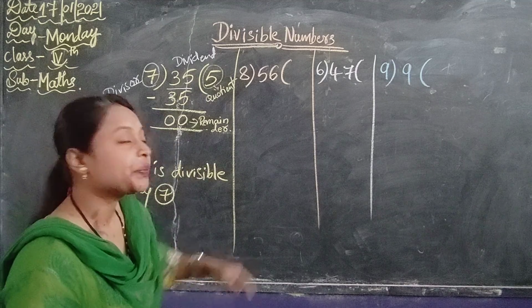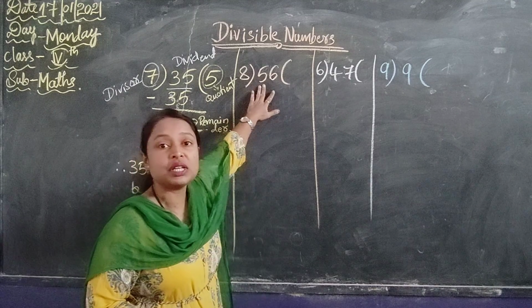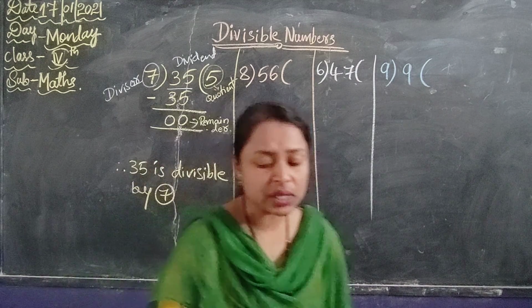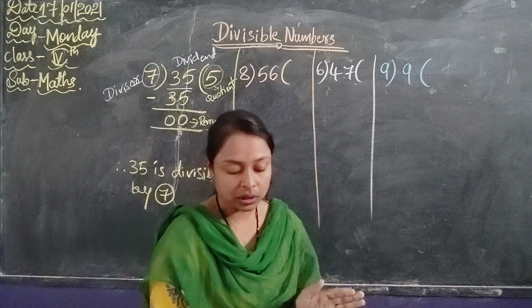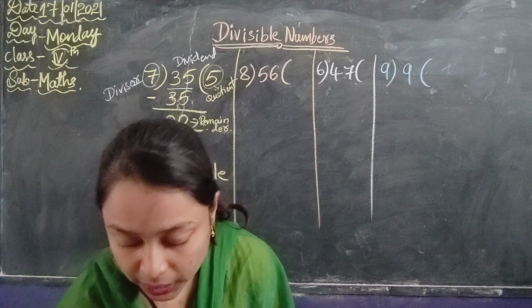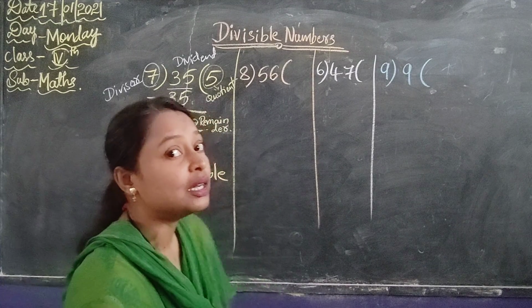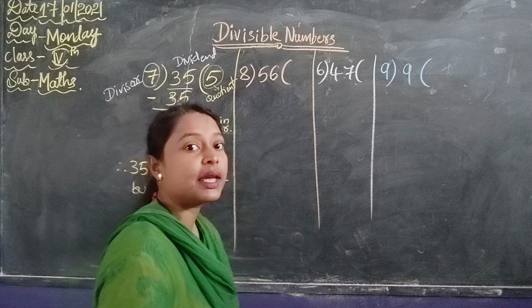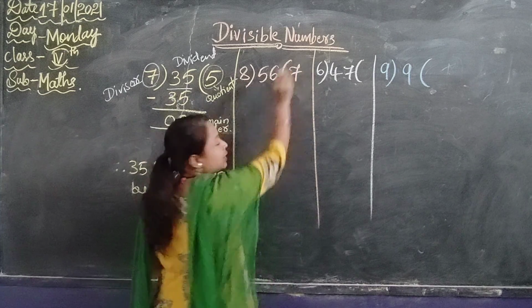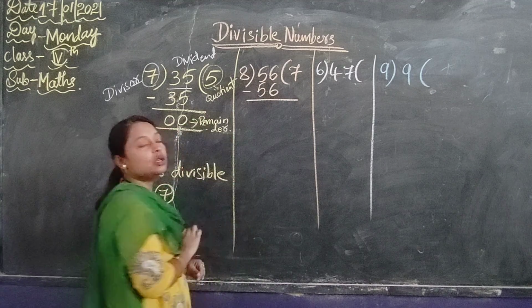Here the divisor is 8. Dividend is 56. Now we have to check, is there 56 in the 8 table? So here 8 ones are 8, 8 twos are 16, 8 threes are 24, 8 fours are 32, 8 fives are 40, 8 sixes are 48, 8 sevens are 56. Yes, 56 is there in the 8 table. So we have to subtract now.